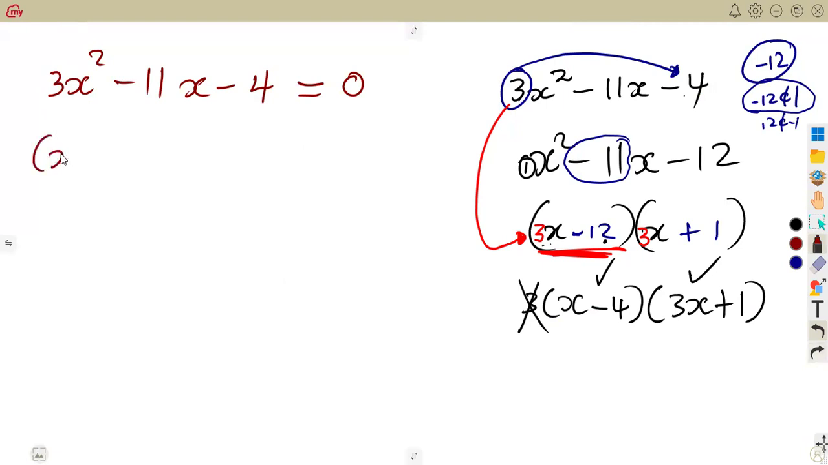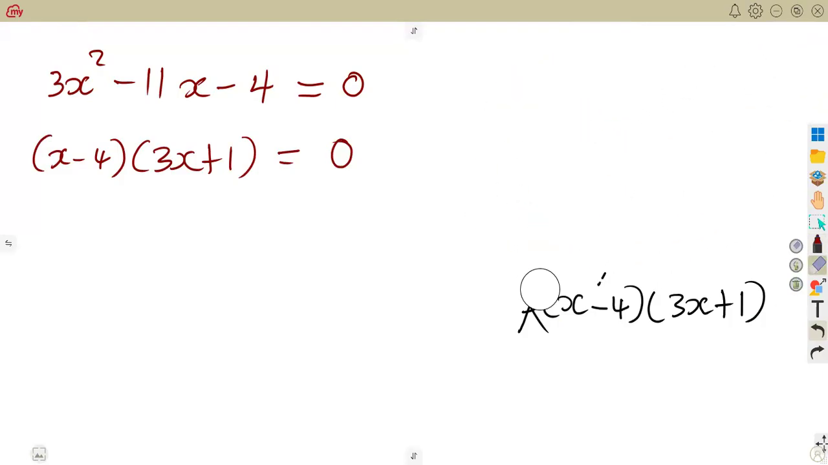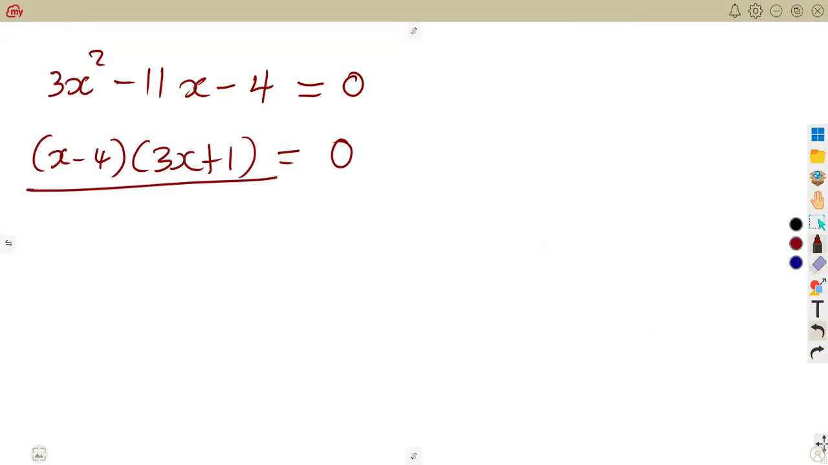You're going to have 2 brackets, x minus 4, and this bracket of 3x plus 1. That's equal to 0. Then obtain your values of x from there. So this is a factorization that you're doing separately. Here we just need the answers. They just need these brackets.